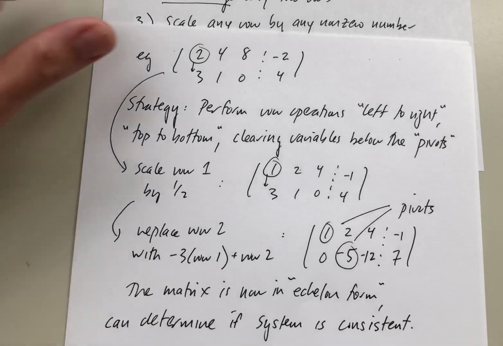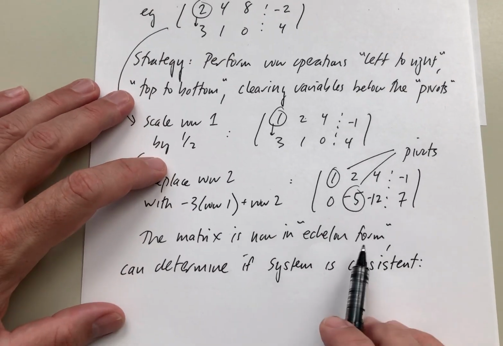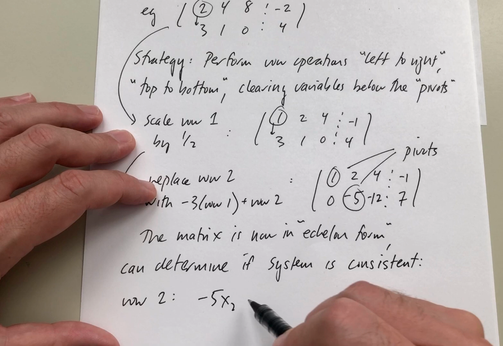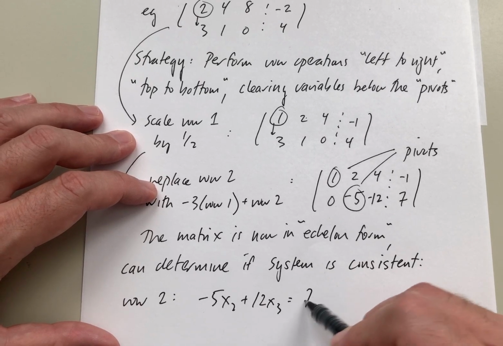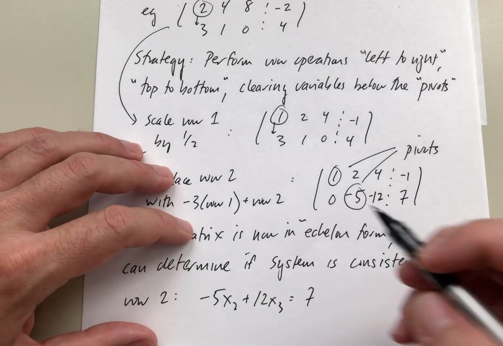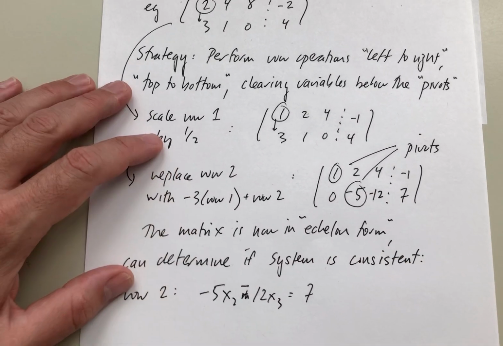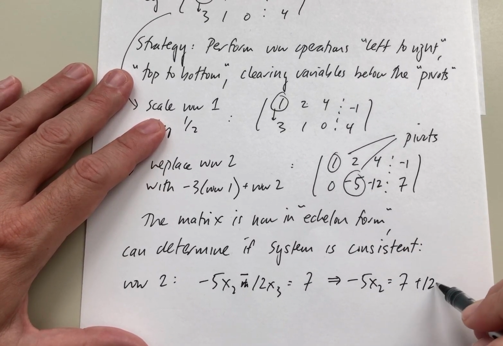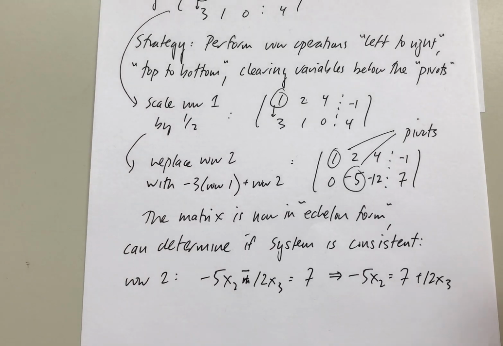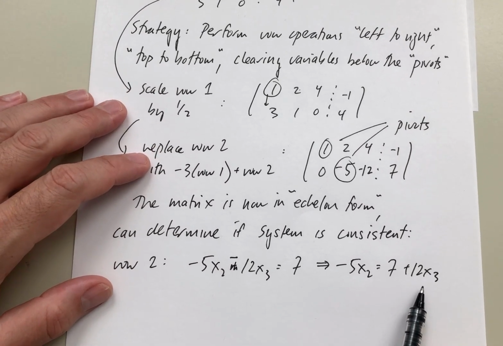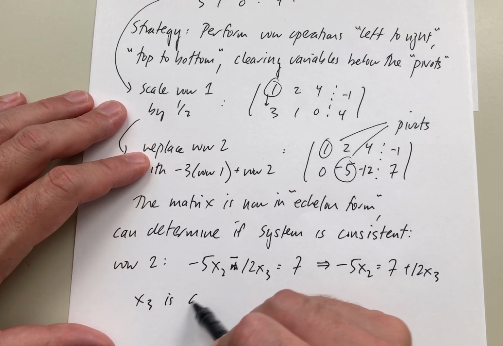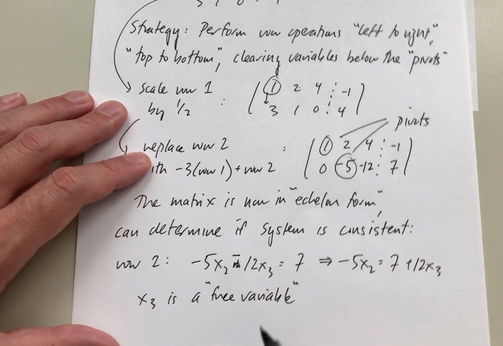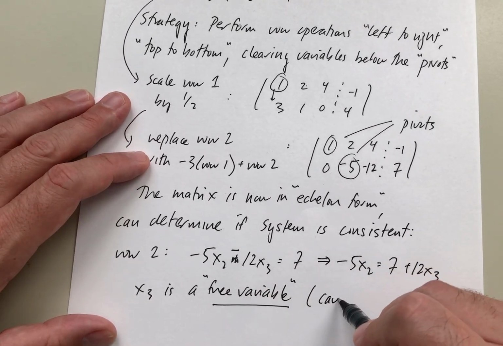Okay, so how do I know this? Well, let me just do this again with this example. What I see right now is that row 2 is telling me that minus 5x2 minus 12x3 equals 7. In other words, minus 5x2 is equal to 7 plus 12x3. And so what this is telling me is that x3 can be anything. So x3 is what's called the free variable. Let me underline that because that's important. Can be anything.